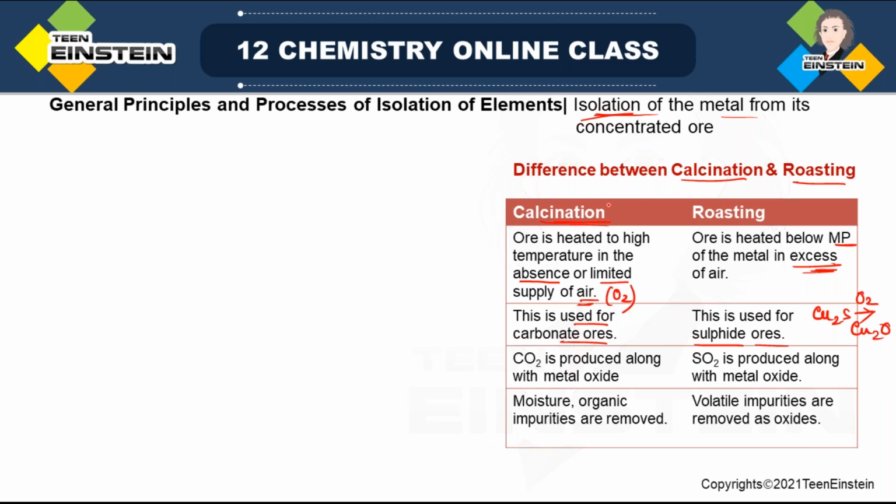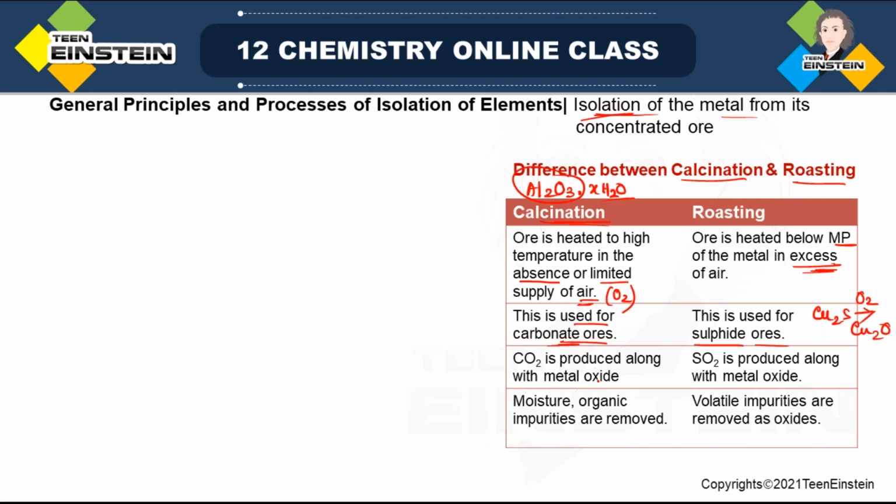Carbonated ores, or sometimes you may be using some hydrated ore. Hydrated ore means Al2O3 with some water molecules attached. So when you heat it at high temperature, these water molecules will be removed, and now it will be anhydrous Al2O3. This is one case; oxide you can also use, or hydrated oxide. And you can also use it for carbonated ores.